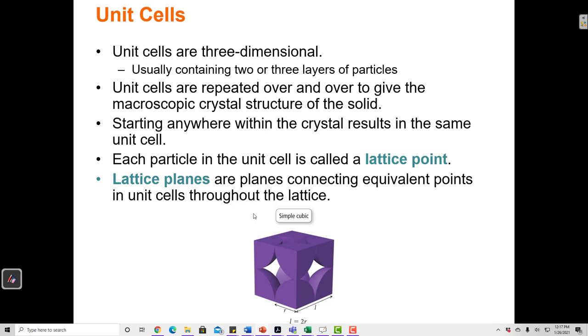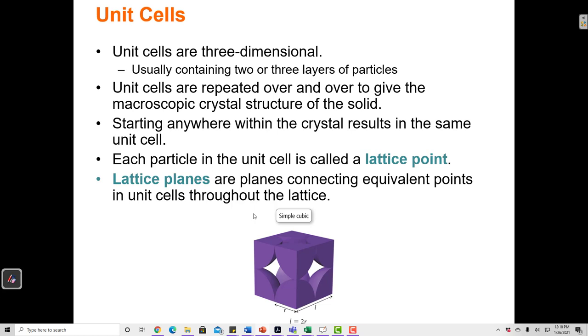So if we look anywhere in the solid, at any point in one of these hexagonal quartz crystals, every single unit cell that we examine will look exactly the same as all of the other unit cells. They're all identical. Each particle in the unit cell is called a lattice point. And lattice planes are planes connecting equivalent points in unit cells throughout the lattice.